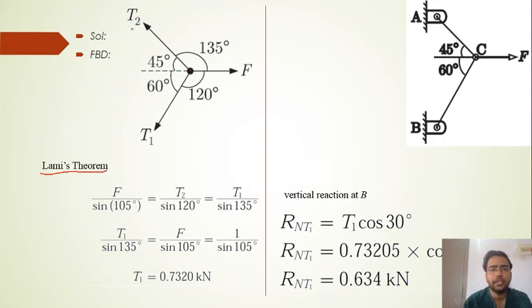Always we will assume that these two tension forces are acting away from the concurrent point, right? So now we are going to apply Lami's theorem here. How do we apply it? Force F divided by the angle in front of it. So 45 plus 60 is equal to 105. So force F divided by sine 105 is equal to T2 divided by sine 120 is equal to T1 divided by the angle in front of it, 135, right?